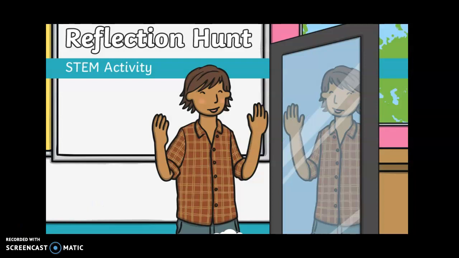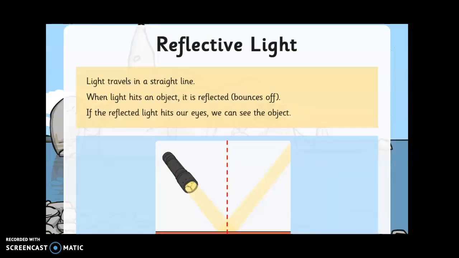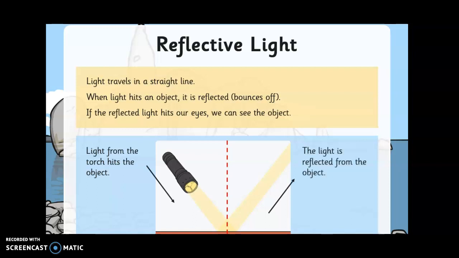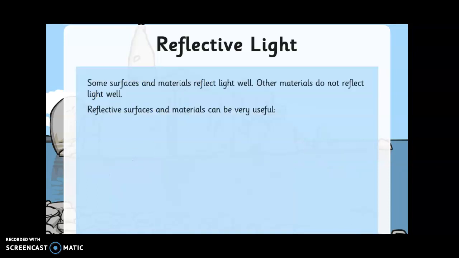Now I want to talk about reflection of light. Light travels in a straight line. When light hits an object, it is reflected. If the reflected light hits our eyes, we can see the object. Light from a torch hits the object, like this, and then the light is reflected from the object.